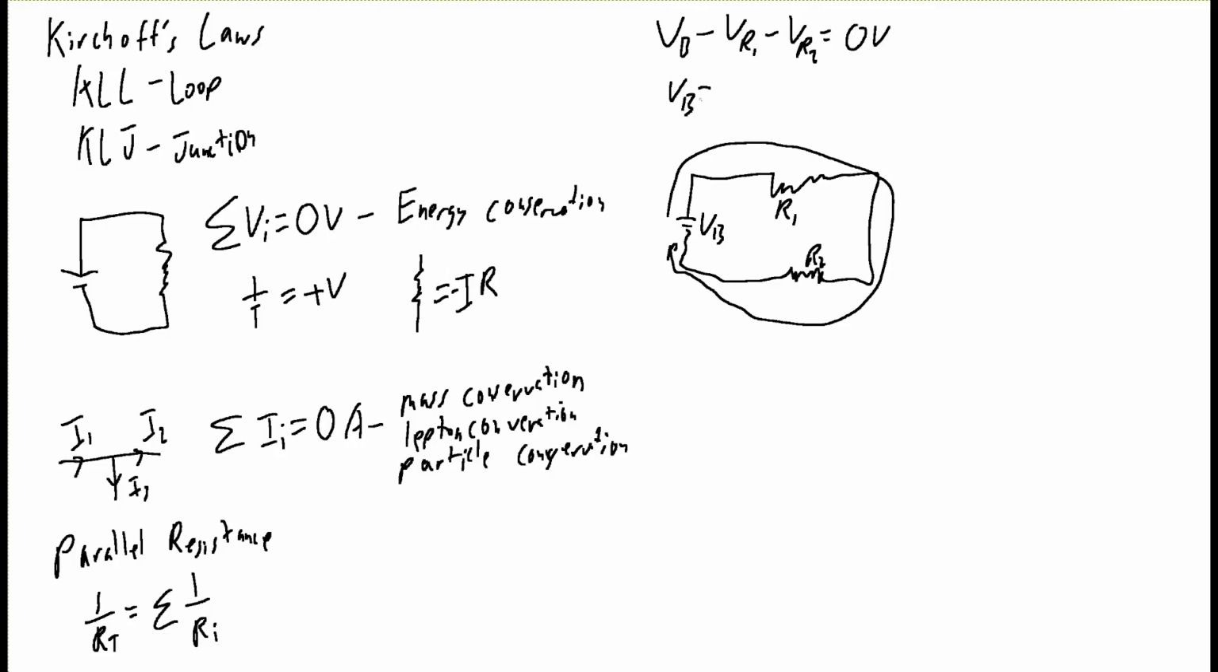Now I should go ahead and move those to the other side. So VB is equal to I times R1 plus I times R2. Well, VB is also looking at the resistance of the whole circuit, with some current flowing through there. So that's going to be I times R total.